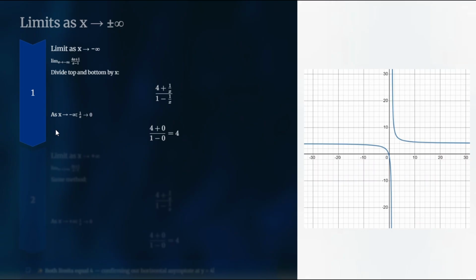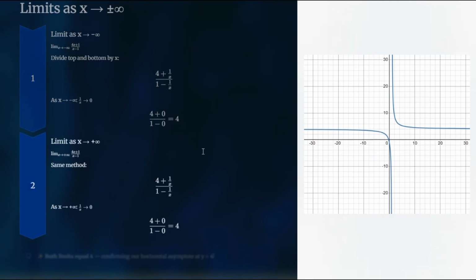So as x goes to negative infinity, 1 over x will approach 0, because if you divide 1 by a very large negative number, let's say you do 1 divided by negative 999 million, for instance, you will see that that will approach a very small number, which is essentially 0. So our limit will be 4 plus 0 over 1 minus 0, which is equal to 4.